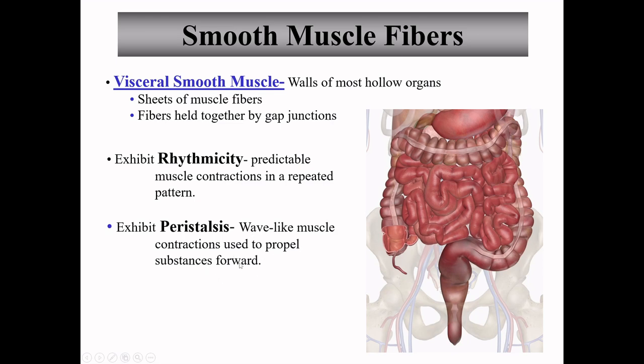We see this primarily in things like our intestines, where we can contract it and then relax it, creating this wave-like effect that moves through our entire intestines. And anything on the front side of that wave is going to get propelled forward a little bit, but that's how we're able to move our food through our intestines for absorptive capabilities. So visceral smooth muscle: rhythmicity, peristalsis, walls of most of our hollow organs. Those are the big things that we want to know.